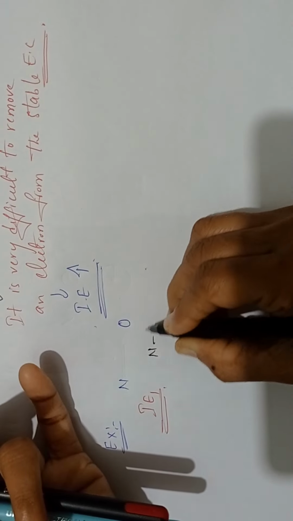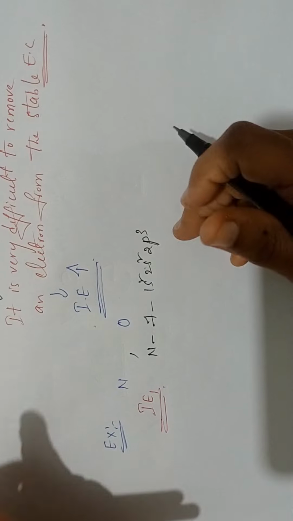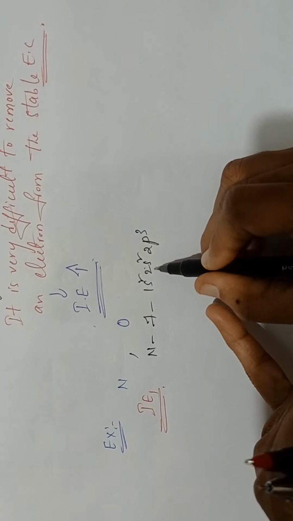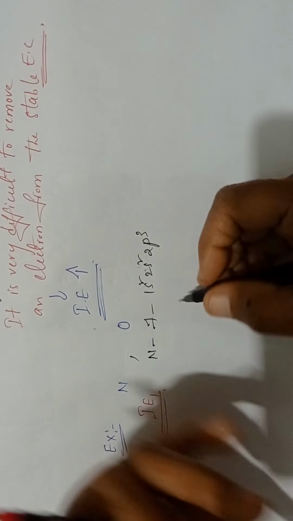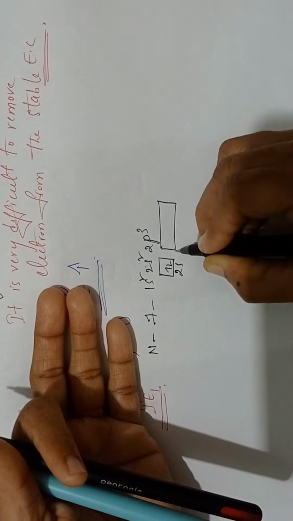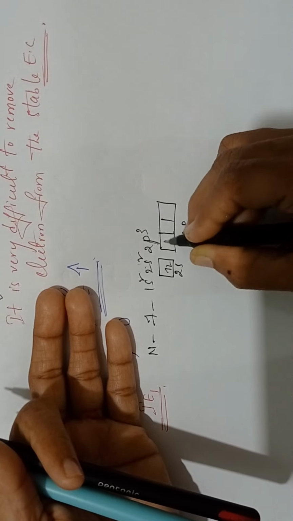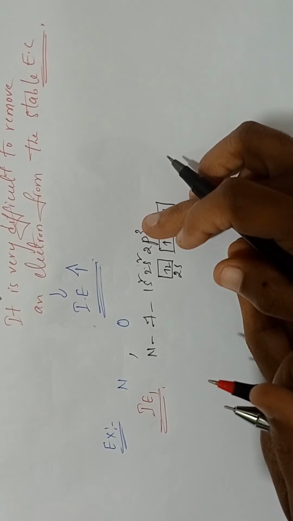Nitrogen's atomic number is 7. Electronic configuration 1s2, 2s2, 2p3. So in the valence shell, how many valence electrons are there? 5 valence electrons. In 2s, 2 electrons are there. In 2p, how many? 3 electrons: 1, 2, 3.